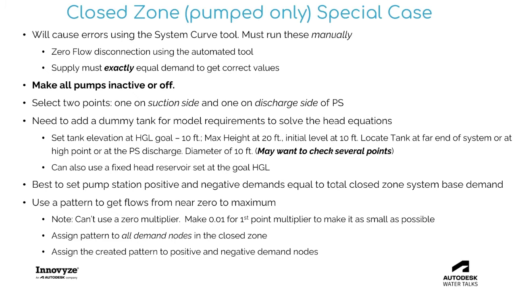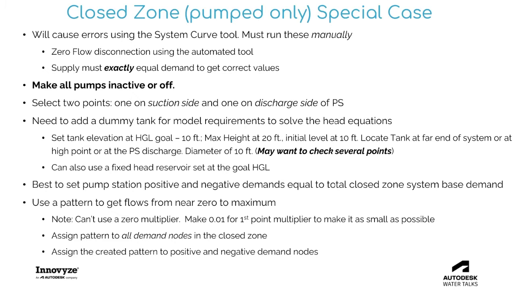So the way the model does run this, and when you run this manually, we're going to do it just like the model does. So we're going to pick a specific node on our pump station, one on the suction side and one node on the discharge side of the pump station. On the suction side node, that's where we're going to put our positive demands, and on the discharge side, that's where we're going to put our negative demands. Those are going to be the supply, okay?